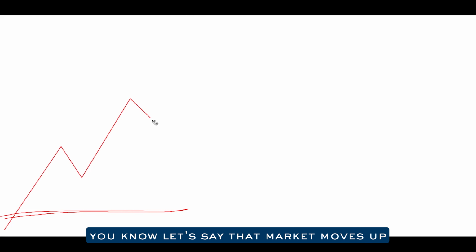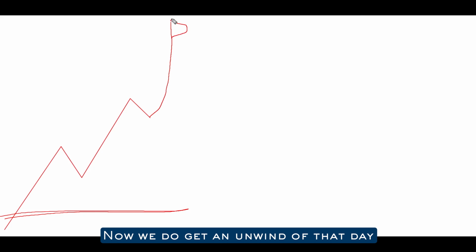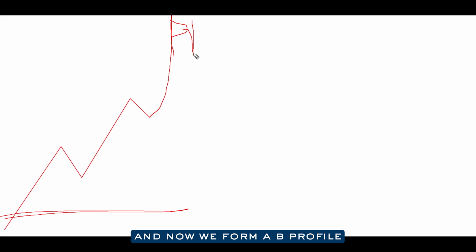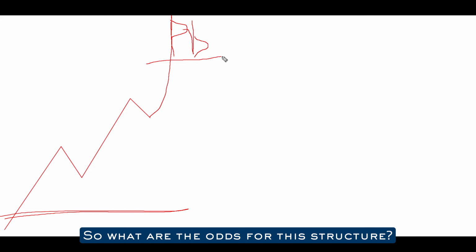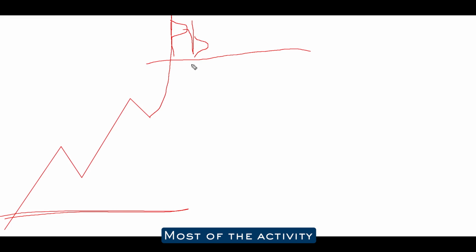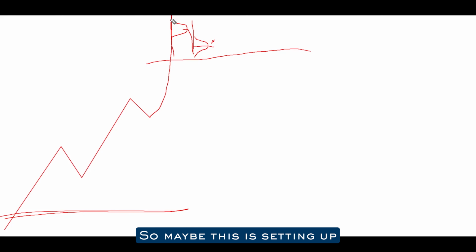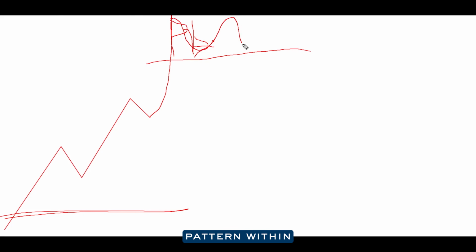Versus, let's say the market moves up, we have a P profile, now we do get an unwind of that day, and now we form a B profile. So what are the odds for this structure? Maybe this is going to be a higher time frame consolidation. Maybe this ends up forming a base over time and continues up. But we know that most of the activity is now relegated towards the low. We're maintaining that low, so maybe this is setting up for more of a mean reversion pattern within.